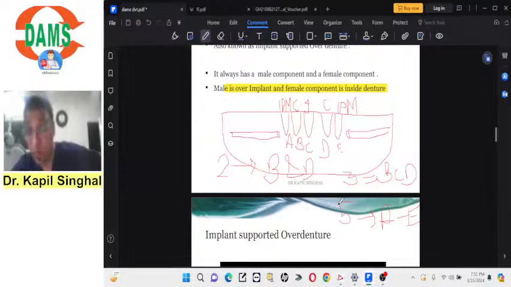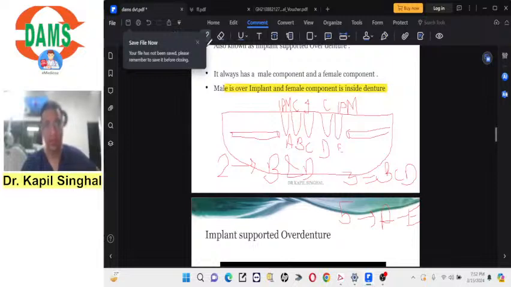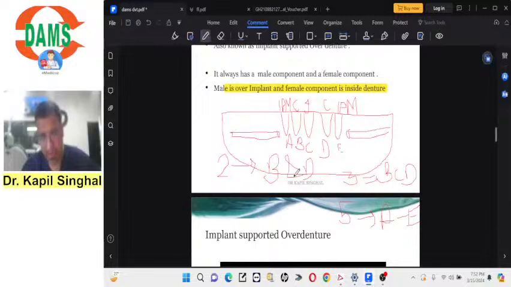Now first, what is an overdenture? Basically, an overdenture is a removable prosthesis. So it is a prosthesis that can be removed by the patient. A prosthesis that can be removed by the patient is known as an overdenture. Is it clear?